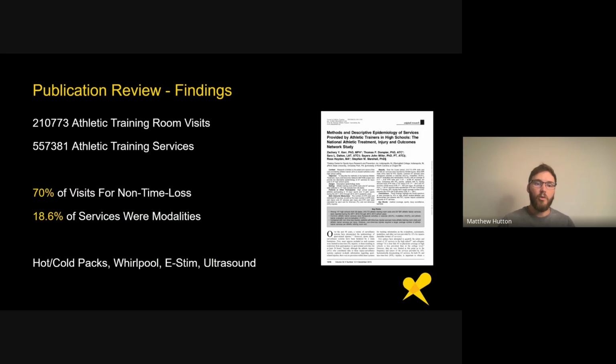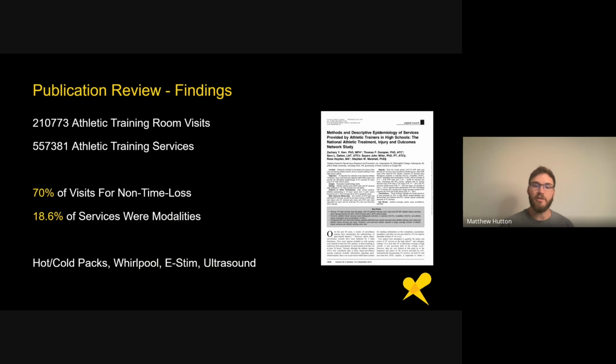What they found, I think this was across 3 years, there were a total of 210,773 athletic training room visits. That's a large number, but an even larger number, 557,381 athletic training services. If you do the math, that is roughly 3 services per visit. So you can see they're not doing just one treatment per visit, but bringing them in and doing a conjunction. Some kind of exercise was the number one utilized service, and number 2 was modalities.